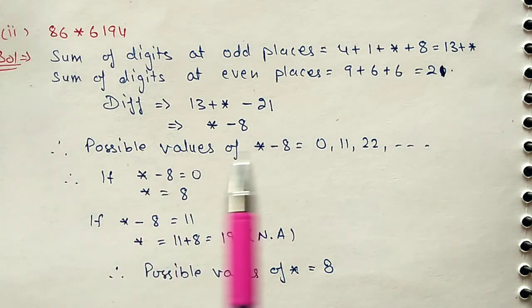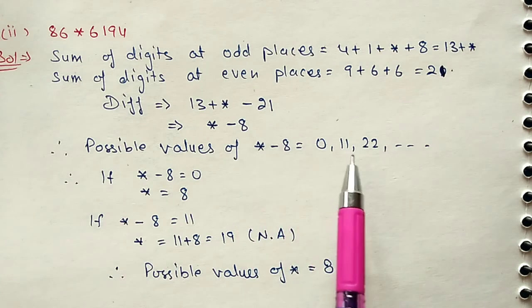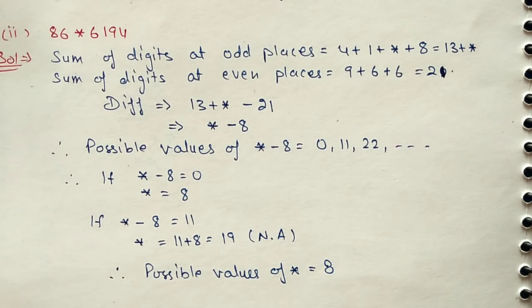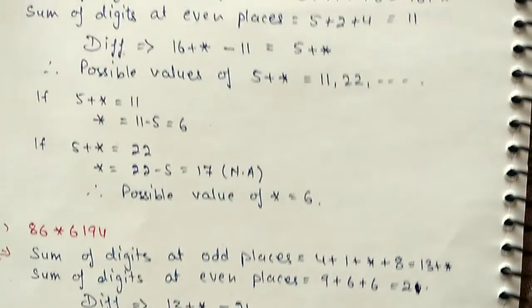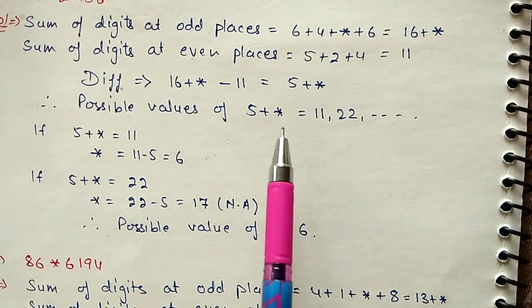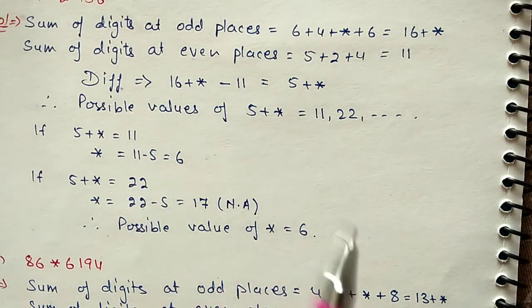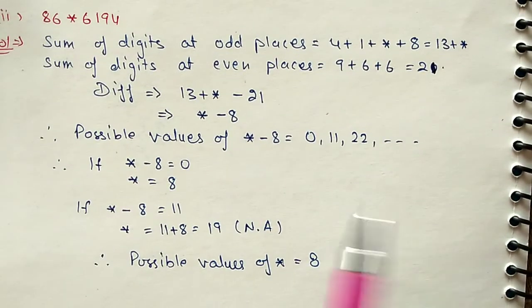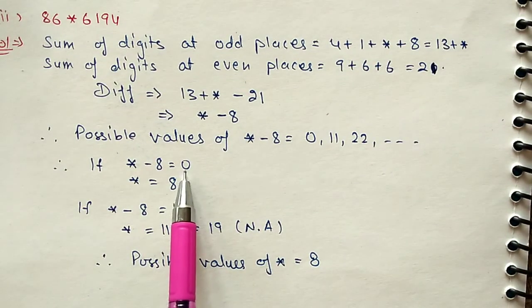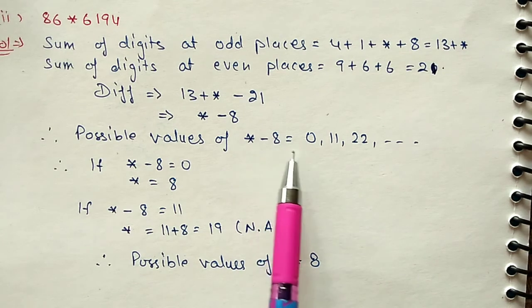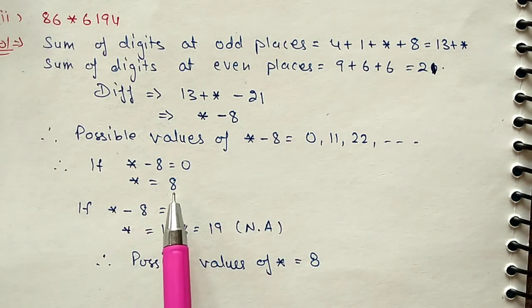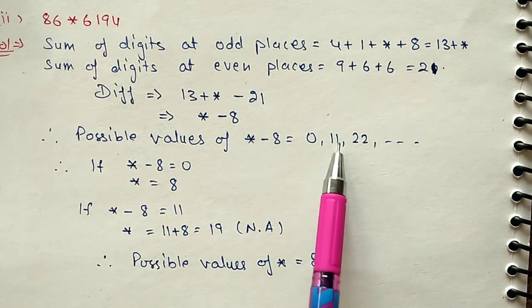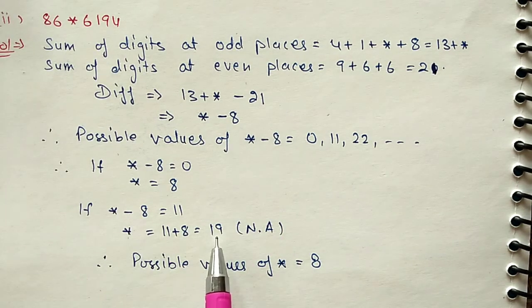So the possible values of star minus 8 are 0, 11, 22 and so on. In the previous question I have not taken 0, because if I take 0 in that case, star value I will get minus 5. So minus values also we should not take. Here, because I have star minus 8, I will start from 0. So star minus 8 is equal to 0. In that case star value we are getting 8, and if we compare with the next number 11, then star value we are getting 19, which is not applicable. So the possible value of star will be 8.